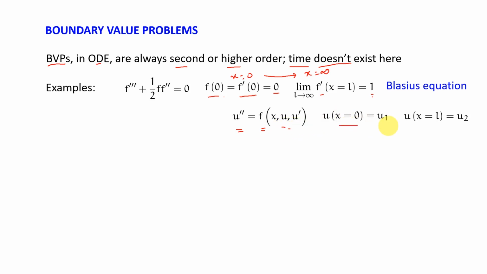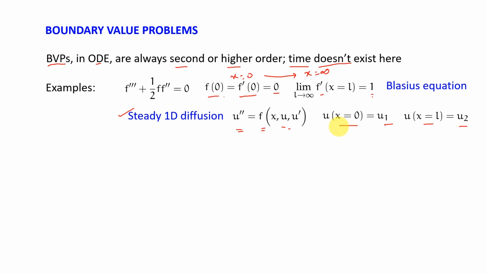With boundary conditions at x equals 0, u equals u1, and at x equals L, u equals u2. This sort of equation you will often find in steady one-dimensional diffusion. So if you have taken a course in heat transfer, then in one-dimensional heat conduction problems you will have such equations. Also see that time does not exist here.